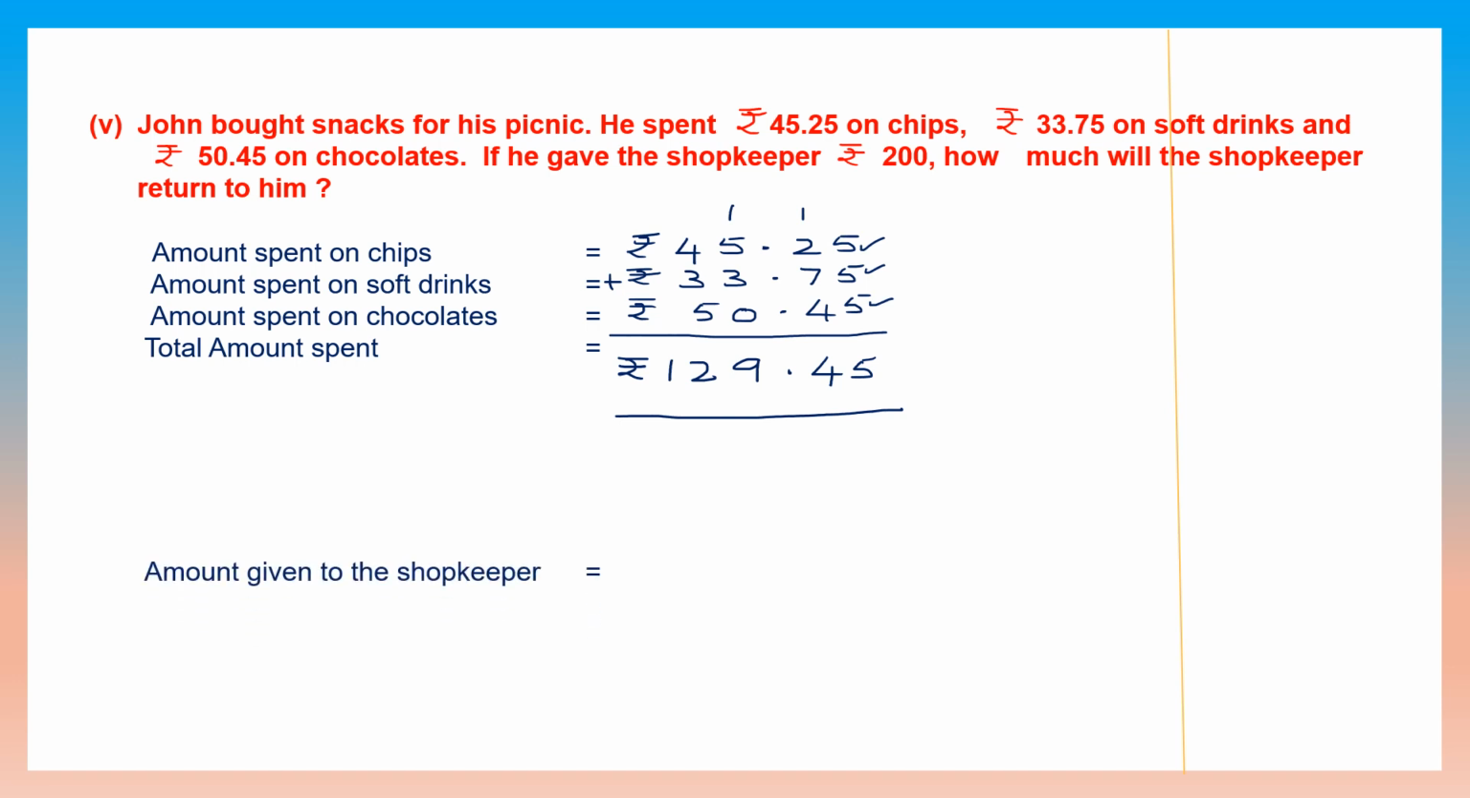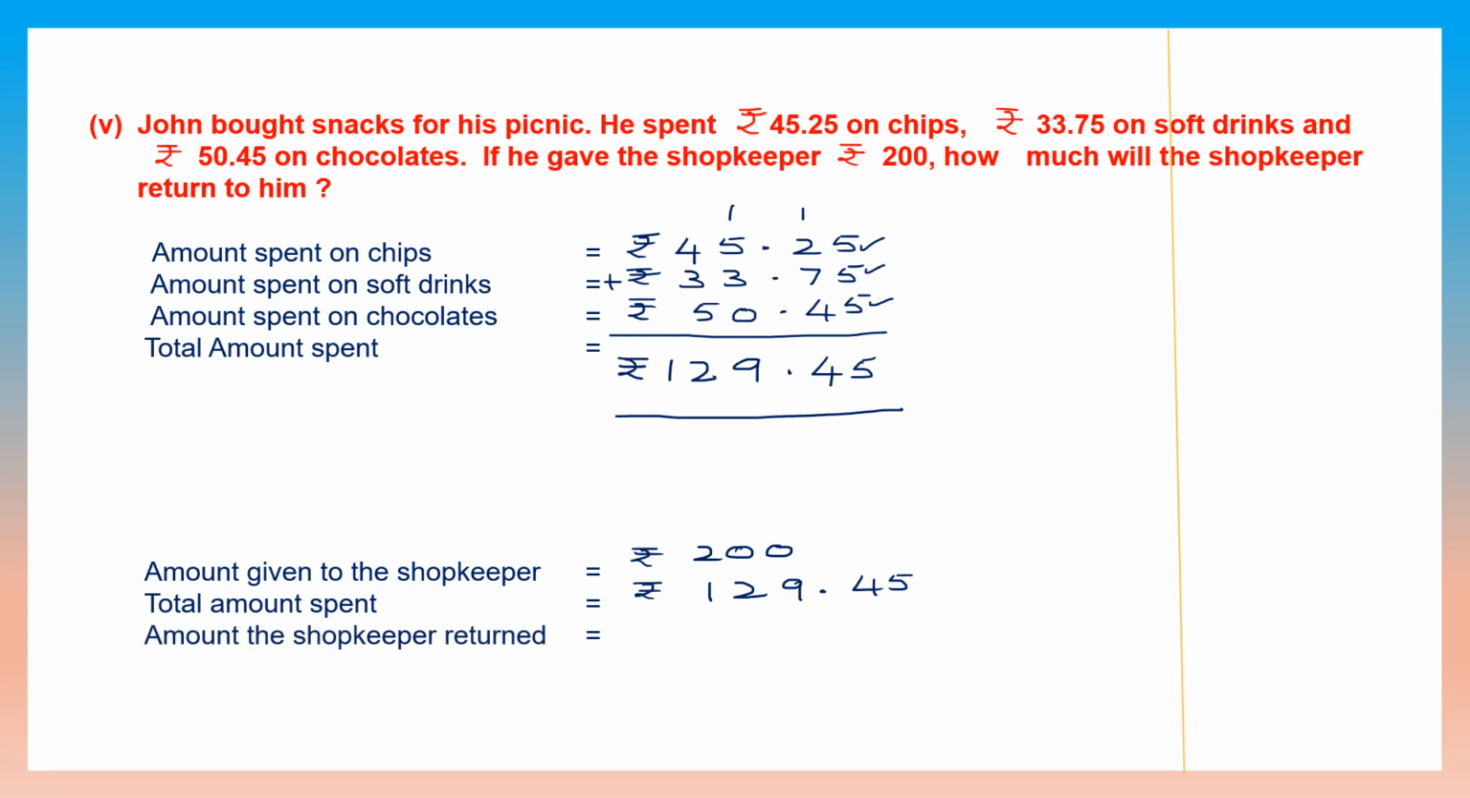Now how much did he give the shopkeeper? He gave the shopkeeper 200 rupees. So how much did he spend? The total amount he spent is 129 rupees and 45 paise. Now the amount the shopkeeper returned, how do we find it? By subtracting these two. When we subtract these two, we will know how much the shopkeeper returned. So let's do the subtraction. Before that, put the point and make them like decimals.